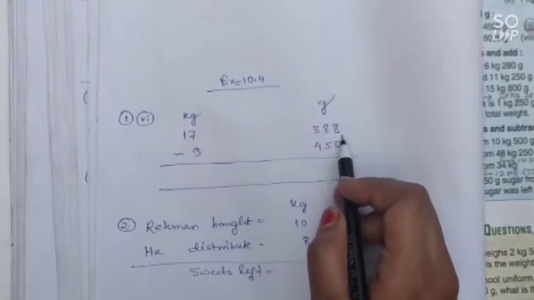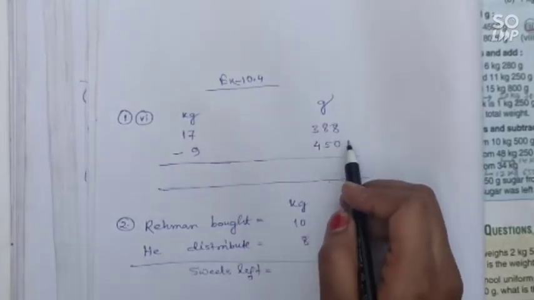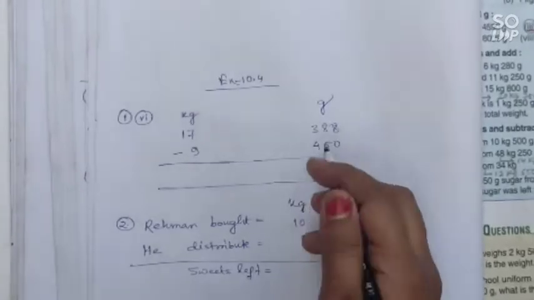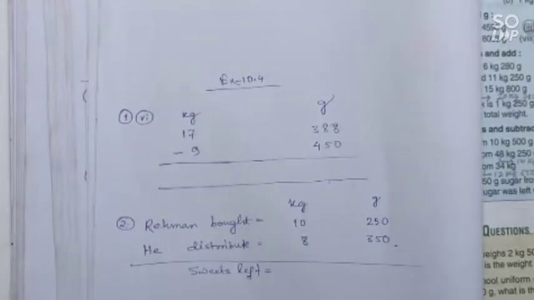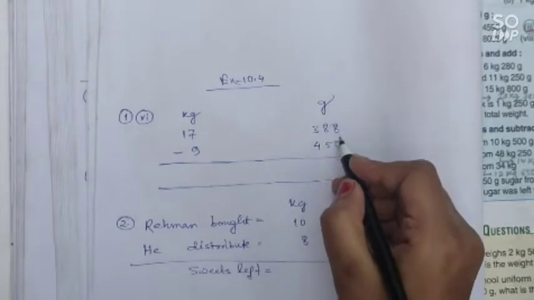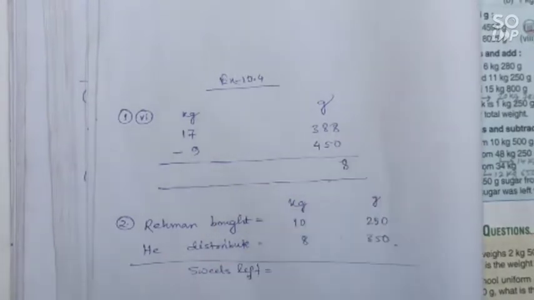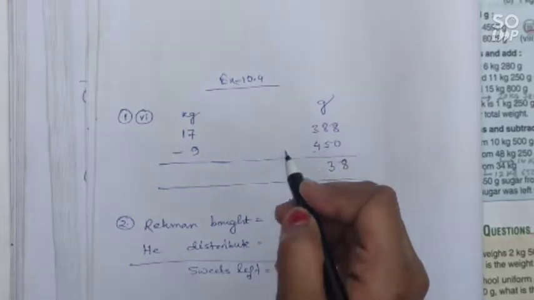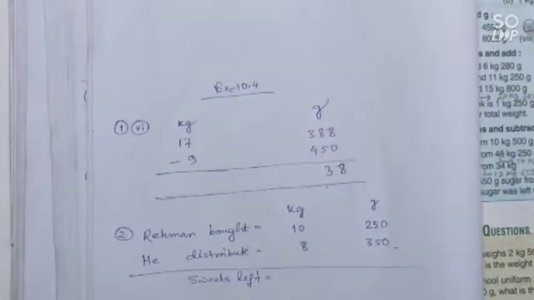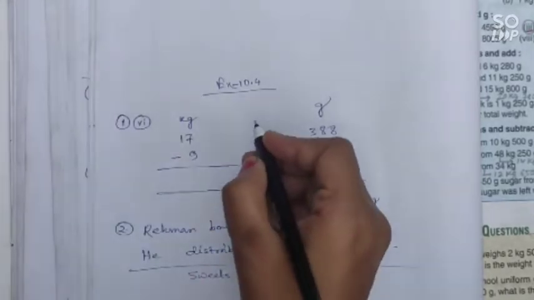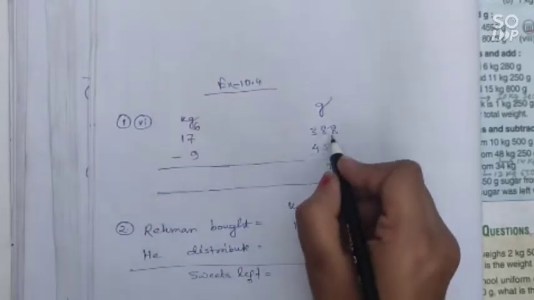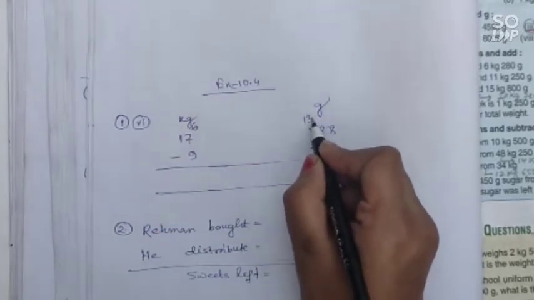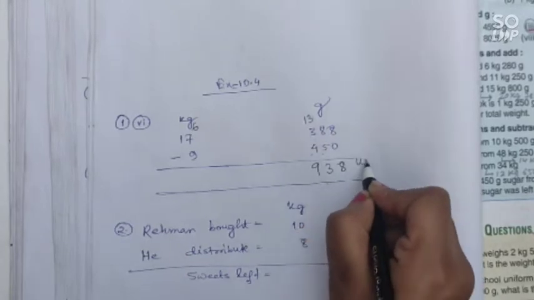So we will start from the right side. From the right side we will start subtraction. 8 minus 0 is 8. 8 minus 5 is 3. 3 minus 4, but 3 is less than 4, so we cannot subtract 4 from 3. So this 3 will borrow 1 from 7. So 7 becomes 6, and this 3 will become 13. 13 minus 4 is 9.